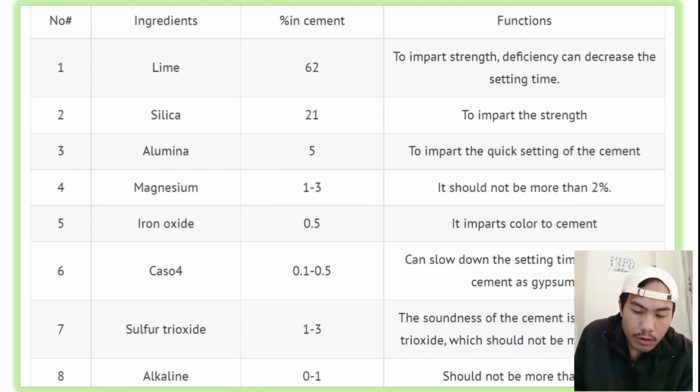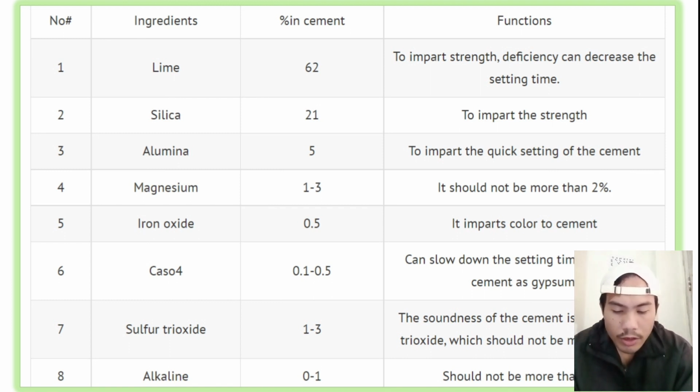Number 4, magnesium. Magnesium has 1 to 3% in cement. It should not be more than 2%. So that is magnesium. Number 5 ingredient is iron oxide. Iron oxide has 0.5% in cement. The function is to impart color to cement.